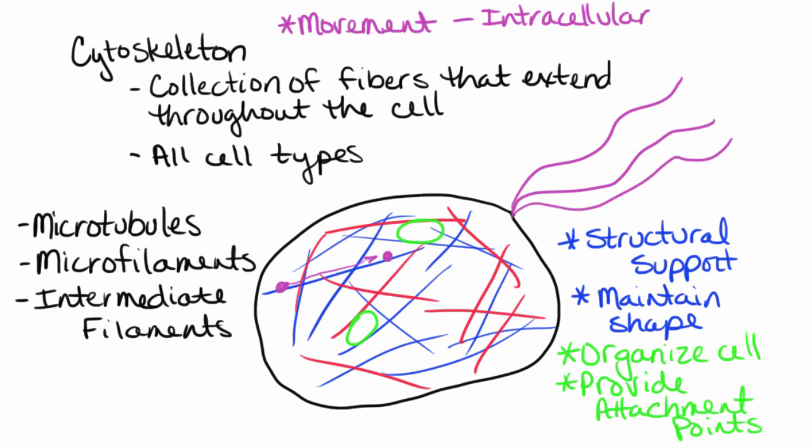So it's very important for moving things from one side of the cell to the other, but it's also very important for what we call extracellular movement. And the extracellular movement part is really applying to the entire cell moving. So if we have an entire cell that needs to move, we have some specialized parts of the cytoskeleton that tend to get involved in that.